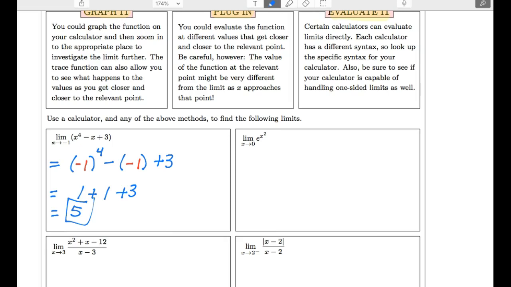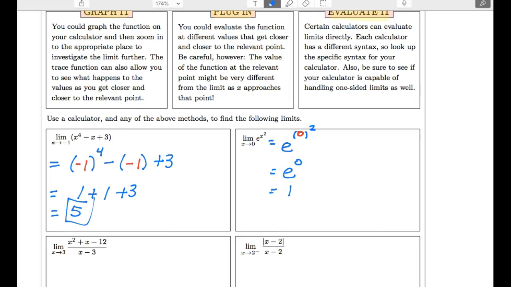Now you can use that here, and this is the algebraic means of doing this. We really haven't talked about that yet, but you can simply plug those values in because you're going to get something defined. Same thing here. If I plug in 0 for my x, anything to the 0 power is just 1. So the limit as x approaches 0 of e to the x squared is 1.